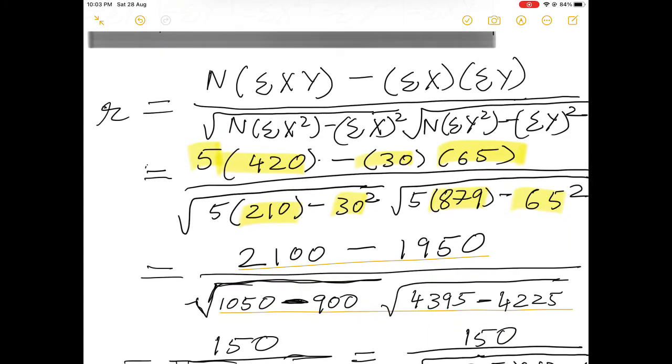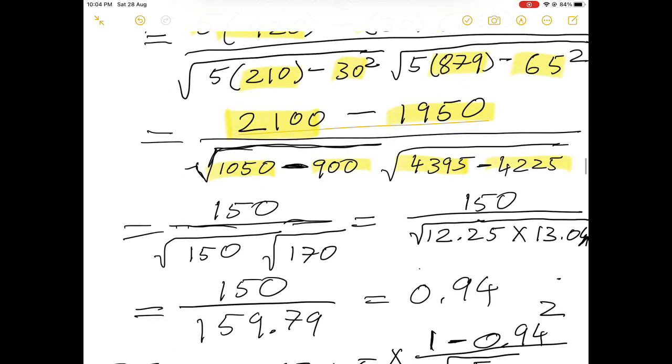So simplifying this further, 5 into 420 gives me 2100, 30 into 65 gives me 1950, and 5 into 210 in the denominator gives me 1050. 30 square is 900, and 5 into 879 is 4395, and 65 square is 4225. So now simplifying this further, in the numerator I get 150, and in the denominator I get root of 150 and root of 170.